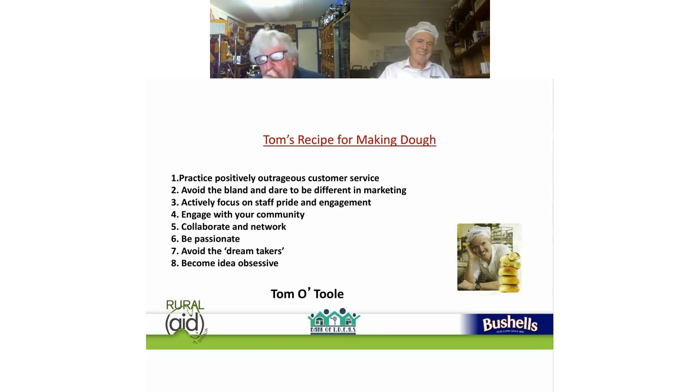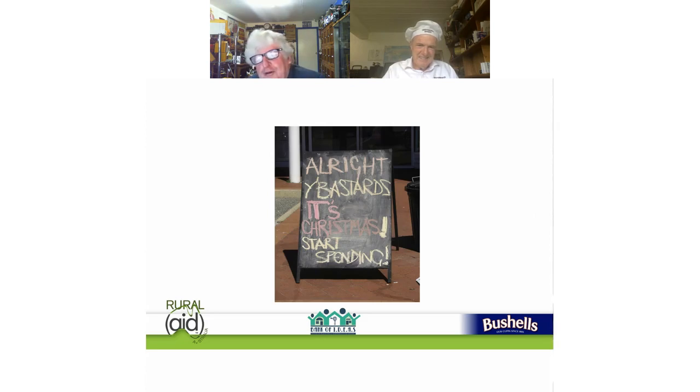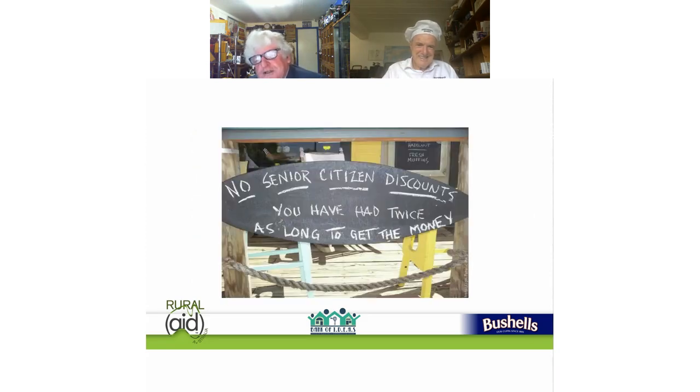And look, one of the things that Tom is great at is his sense of humour, the way that he's willing to be outrageous. So as we close today, can I show you a few slides about humour from a few businesses across Australia? I think humour is a powerful tool. John Cleese said, if I can get you to laugh, you'll like me better, which makes you much more open to my ideas. I particularly love this one: no senior citizen discounts, you've been twice as long to get the money.